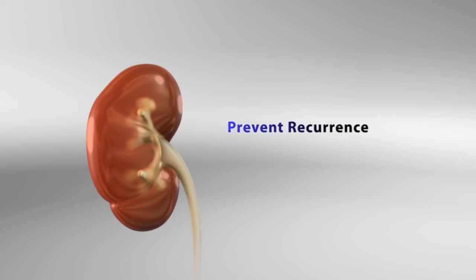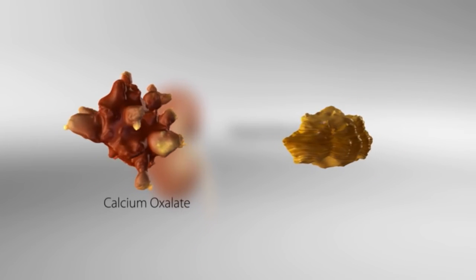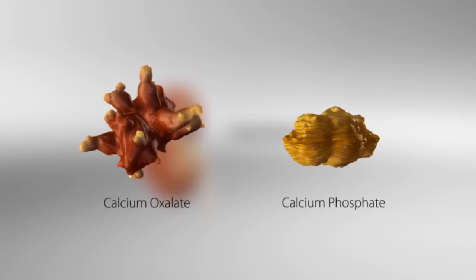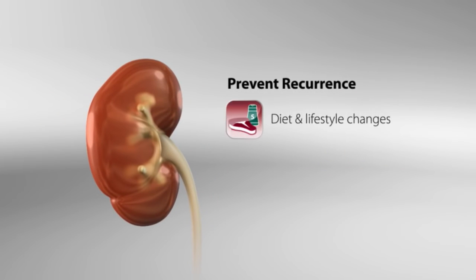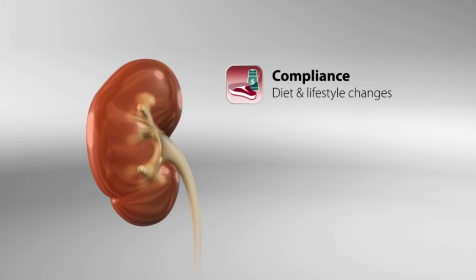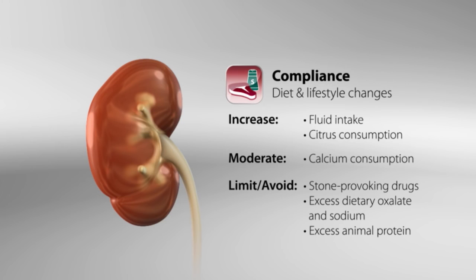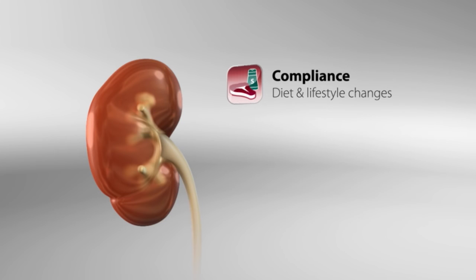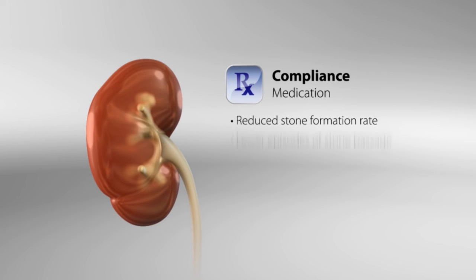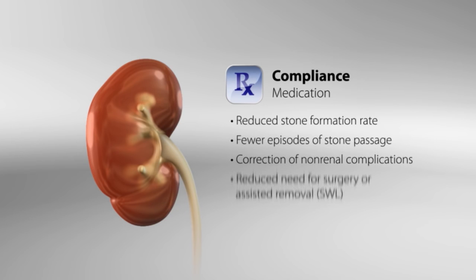is simple: preventing recurrence. Fortunately, the most common stones, calcium oxalate and calcium phosphate, can be effectively managed with a combination of diet and lifestyle changes and medication. Compliance with proven management guidelines, such as increasing fluid intake and avoiding stone-promoting foods, can significantly reduce stone recurrence. Medical therapies, such as thiazide diuretics and potassium citrate, are also highly effective in appropriate patients and can reduce the need for expensive assisted stone removal procedures, such as shockwave lithotripsy, SWL.